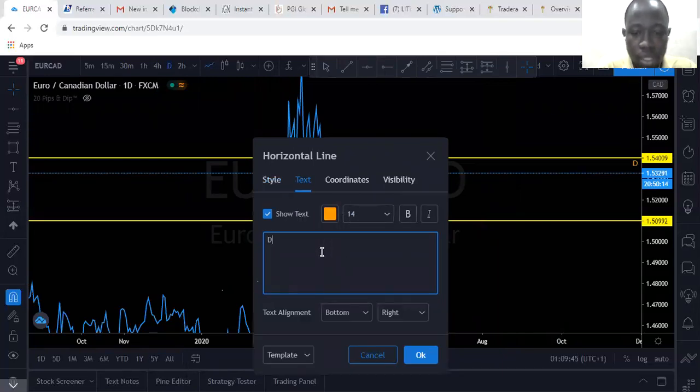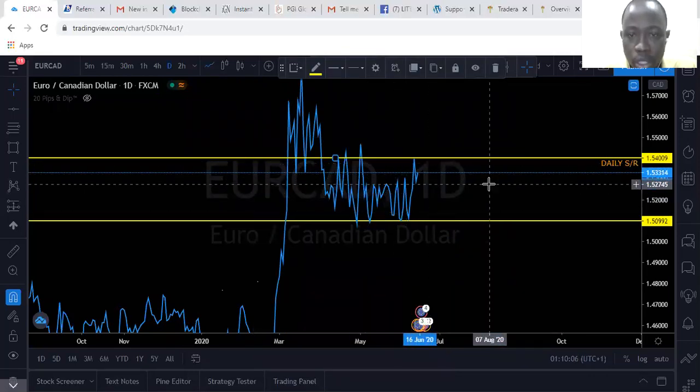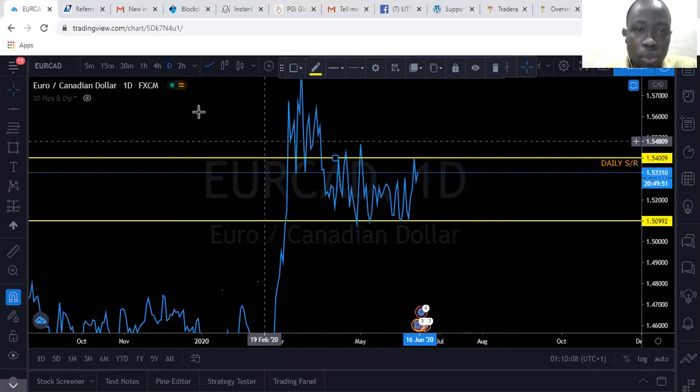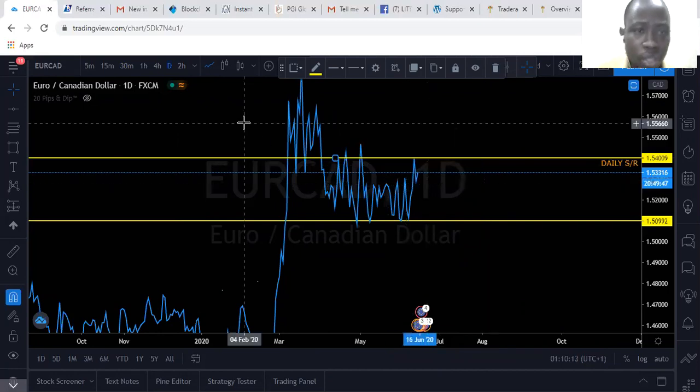What I do is I say this is my daily support and resistance. My daily support and resistance. So whenever I go down to the smaller time frame, I know that this is my daily support and resistance. So I love to always mark that with a yellow line. So immediately identify my most recent high, most recent low.